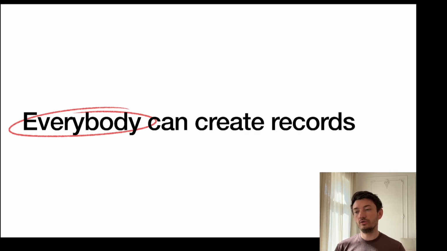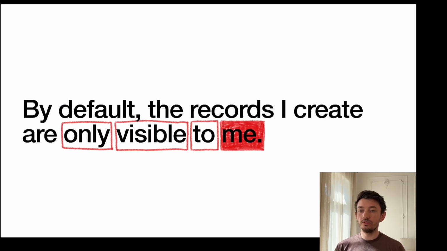So a linked record server comes with a default quota for every user so that not every user can create an infinite amount of data. But other than that, if you don't look at the quota, everybody can create records. And by default, the record a user creates is only visible to the user who created the record. So if two different people create two different records, those records are only visible to those two persons.